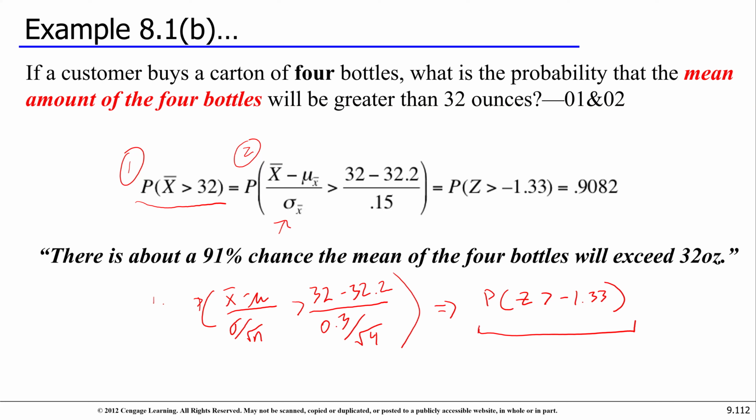This is the only step right here that's changed. Everything else remains the same. Because it is greater than, we have to use the complement rule, right? That's one thing that's missing up here. So the complement rule is 1 minus the probability of Z being less than negative 1.33, and it equals some value. So what I want to do is find this value right here in the Z table.